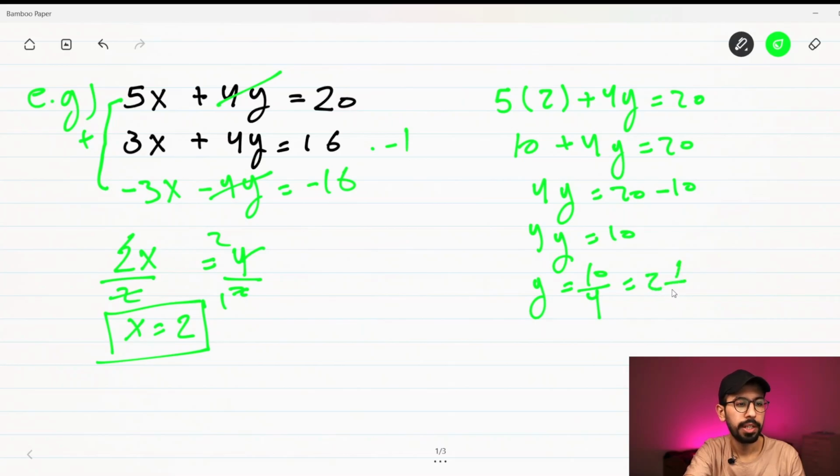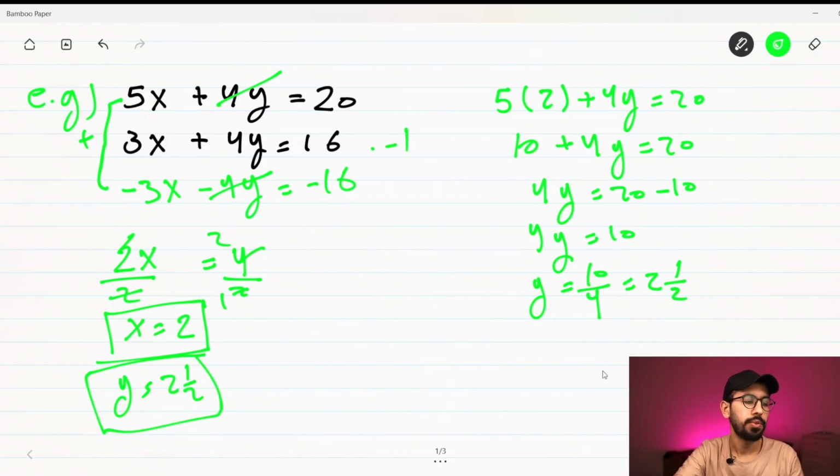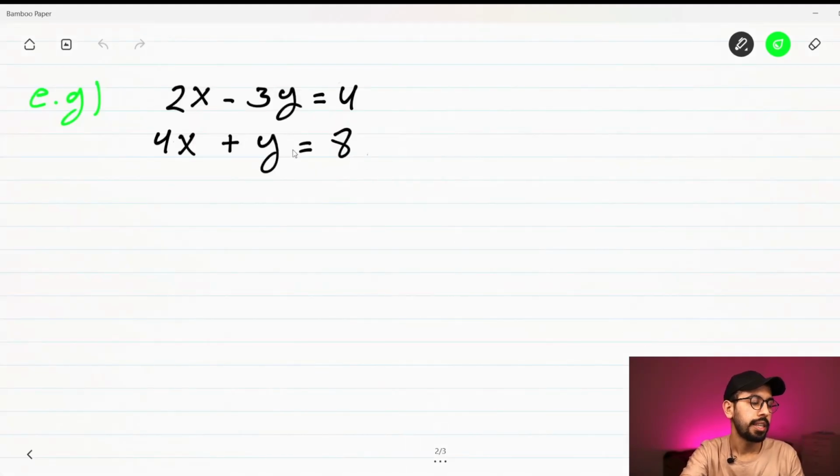Yeah, 2.5. So our x is 2 and our y equals 2.5. This is our result for the first example. Let's jump to another example. In this example, we have 2x minus 3y equals 4, and in the second equation, 4x plus y equals 8. There are no identical terms in these equations, so what can we do?